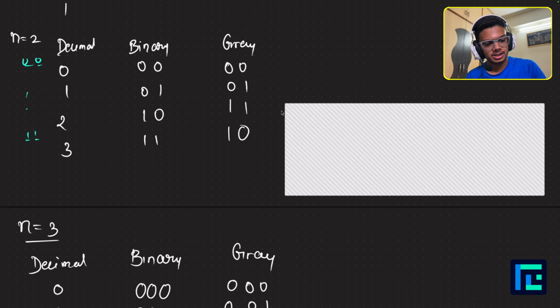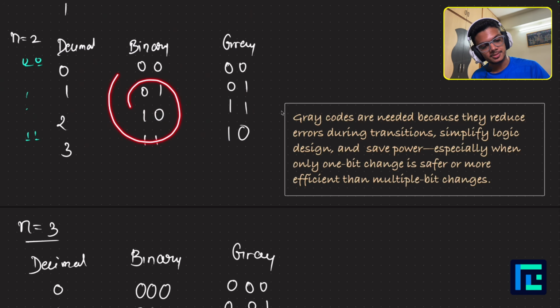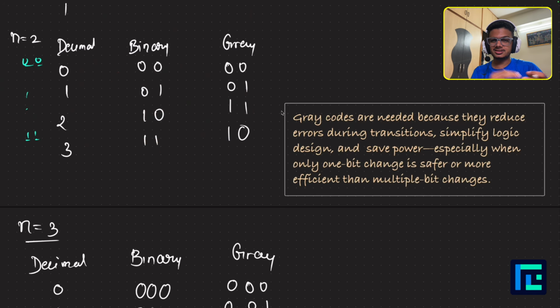There's one more reason, so maybe I'll just open this up. There's an excerpt from ChatGPT that I have taken. Gray codes are needed because they reduce errors during transitions, which I showed you, right? There will be some temporary errors if you just use binary representation. They simplify logic design, which has something to do with digital logic circuits. Maybe you will know this when you study that digital logic circuits course. I'll leave that until you study it, so be patient. And then they save power. Why save power? Of course, if you are changing multiple bits to go from one number to another, it's going to consume more power. It's not efficient.